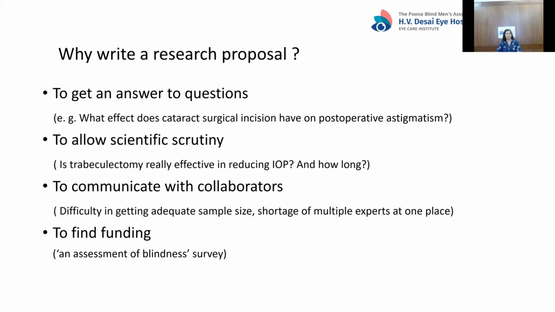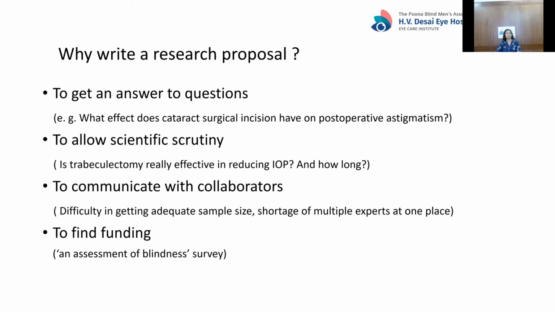Secondly, to allow scientific scrutiny, whether what we are doing in clinical practice is good enough. To get an answer to that, we can plan a research proposal. Here is an example: is trabeculectomy really effective in reducing intraocular pressures, and how long does it remain effective?